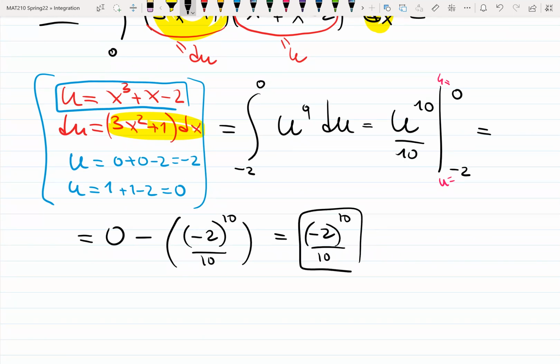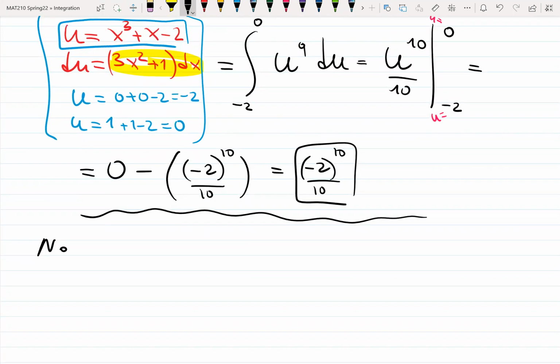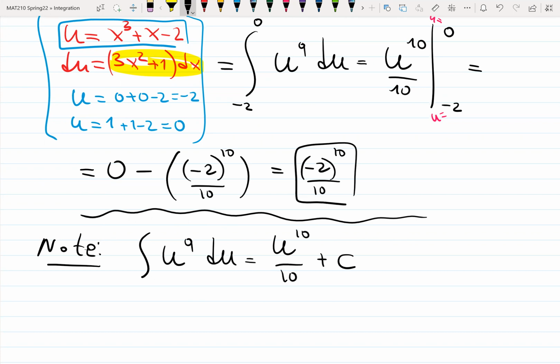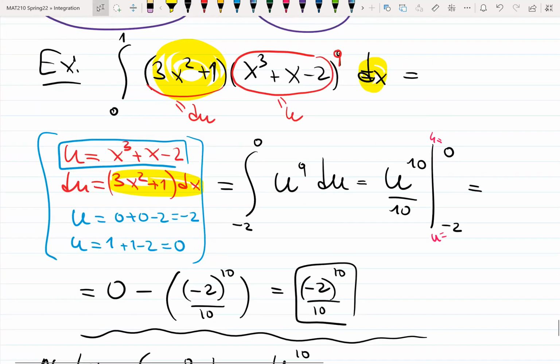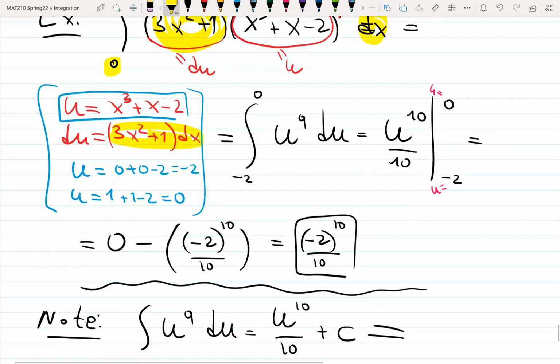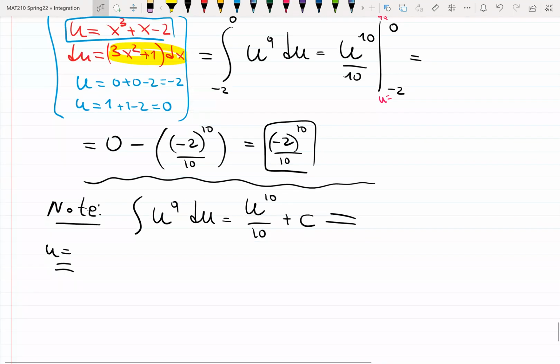If you don't change limits of integration, note, then proceed with indefinite integral. You'll have u to the 9 du. You'll have u to the 10 over 10 plus c. And now you go back to the original function. You cannot plug 0 and 1 into u. So you go back to the notation that u was, x cubed plus x minus 2.